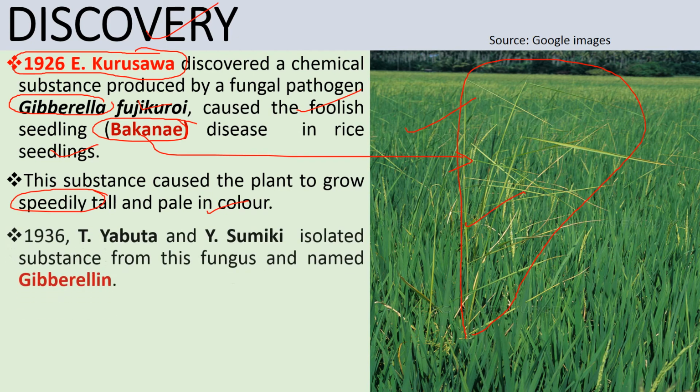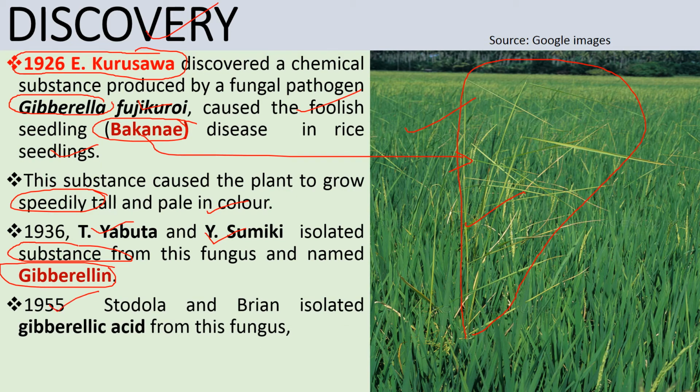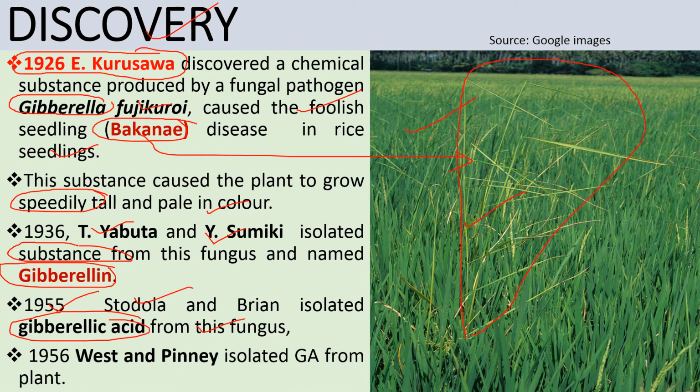The next, there were two scientists, T. Yabuta and Y. Sumiki. They were the first persons to isolate this substance from this fungus, और इसका नाम रखा था उन्होंने Gibberellin. Then in 1955, other persons, Stodola and Bryan, isolated this gibberellic acid from this fungus. Gibberellic acid was first isolated by these two persons from this fungus. Then in 1956, West and Pine isolated GA from other plants. So it is present in all types of plants.